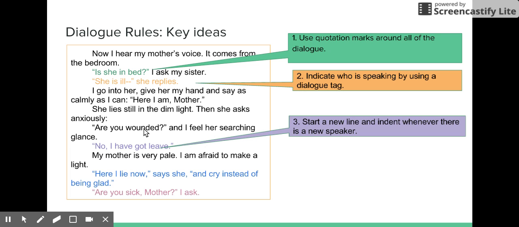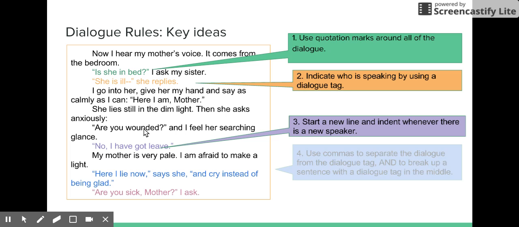Every time someone new speaks, you're going to start a new line and also indent. So as long as one person is talking, you can stay in the same line, but as soon as someone else starts speaking, then you're going to skip a line and you're going to indent. Sometimes when there's a lot of dialogue in a row, it looks kind of choppy because there's so many lines and indents and lines and indents.